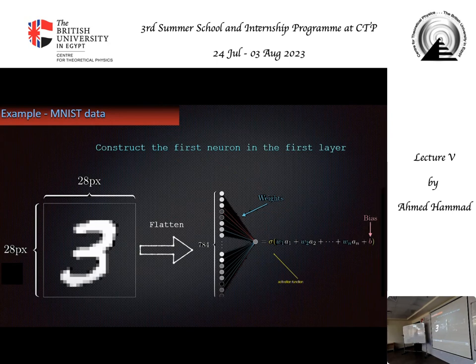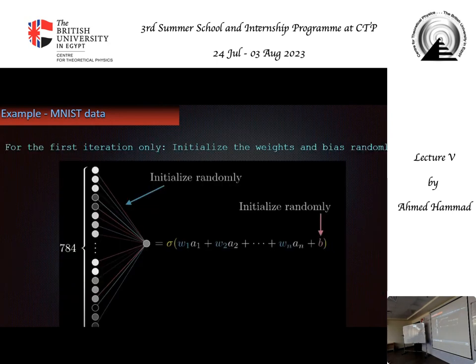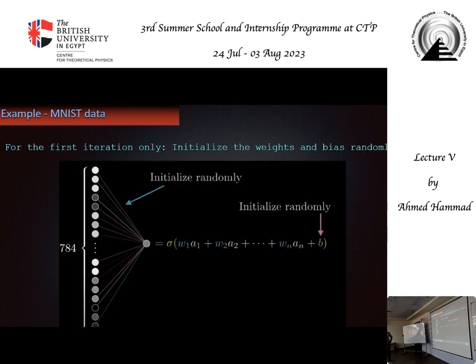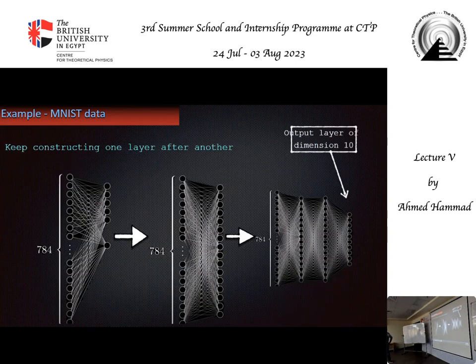So now we have constructed the first neuron, and now we need to initialize. We agreed that we initialize the weights randomly. After we do that, we have everything ready. Then we can repeat the process more and more until we build the second hidden layer, the third hidden layer, etc.